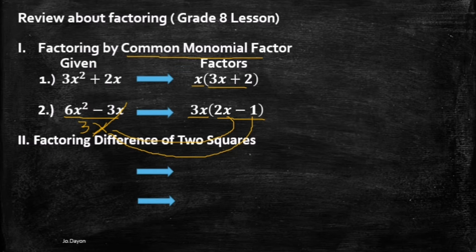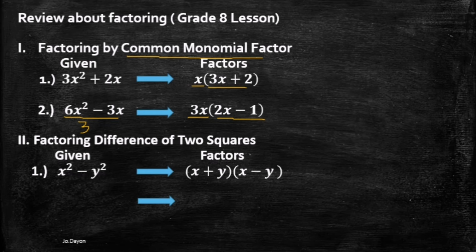The second type of factoring that we're going to review is factoring difference of two squares. How will we know that the expression is factorable as difference of two squares? Consider the first example. The given is x squared minus y squared. Of course, it consists of two terms. The first and the second term are perfect squares, and the sign that separates the two terms is a minus sign. If that would be the case, that is an example of difference of two squares.